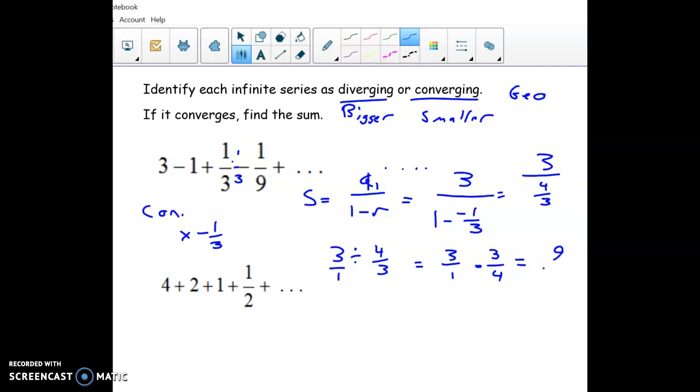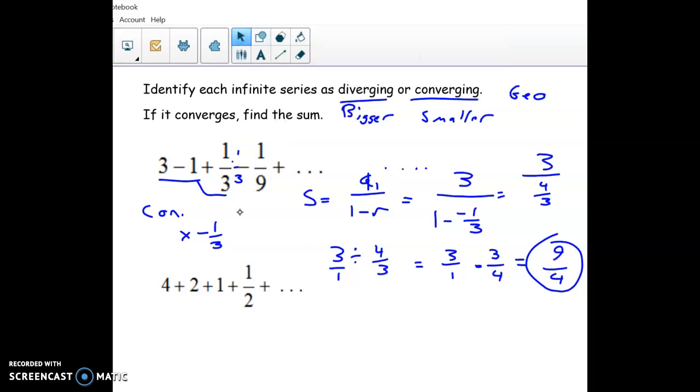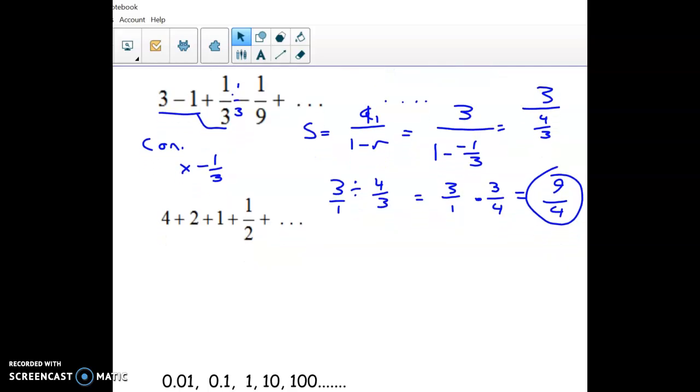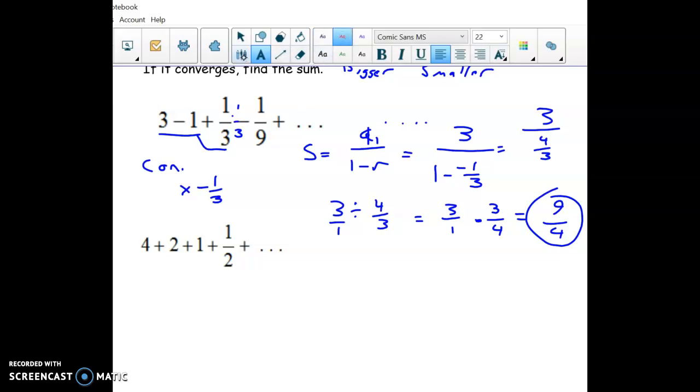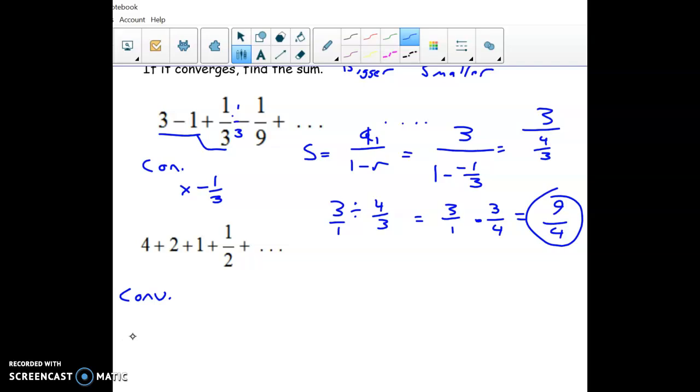So we get 9/4 as our sum to that pattern, which kind of makes sense because these first two together are 2, and now we have 2 1/3, which is just a little bit more than 2, so it makes sense that that's the right answer. All right, I'm going to have to scroll down a little bit here. This one is also converging. They're getting smaller. So we'll have a sum.